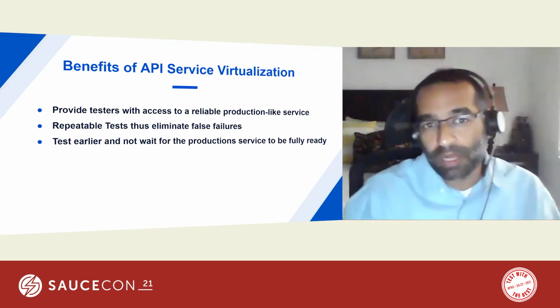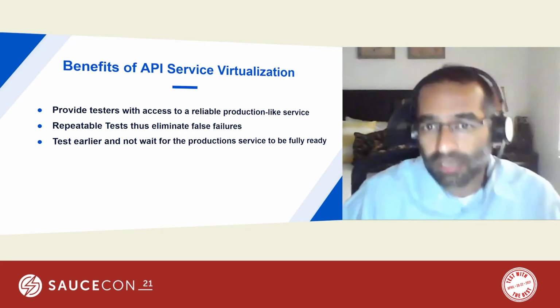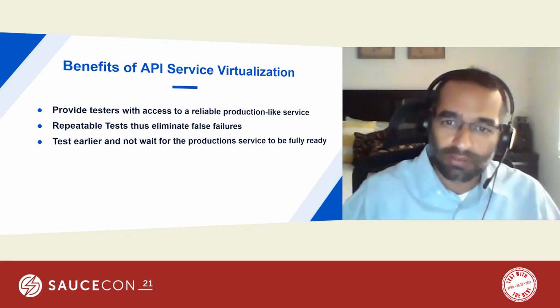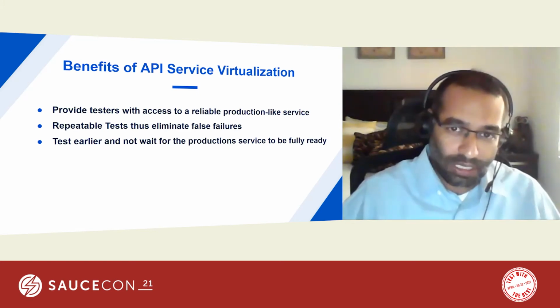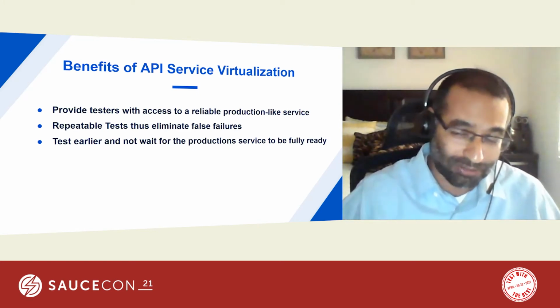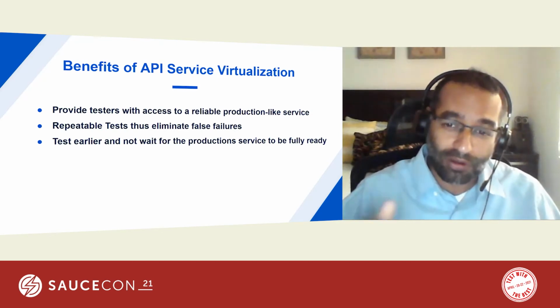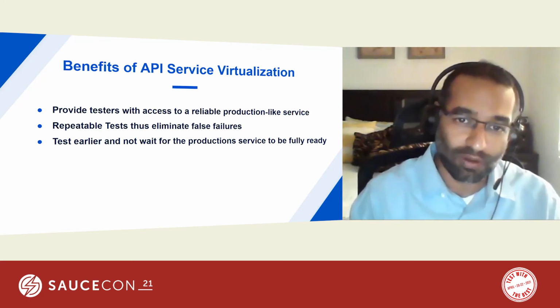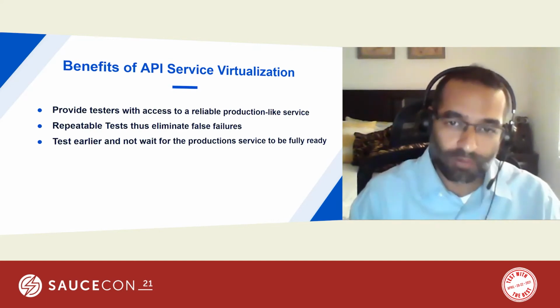And what benefits you basically achieve from this API server virtualization is that you have access to a production-like API, which is reliable. It's not production, it's a production-like API, reliable because it's a copy of that, and whatever responses you want to expect to see in your test cases, they're always there.